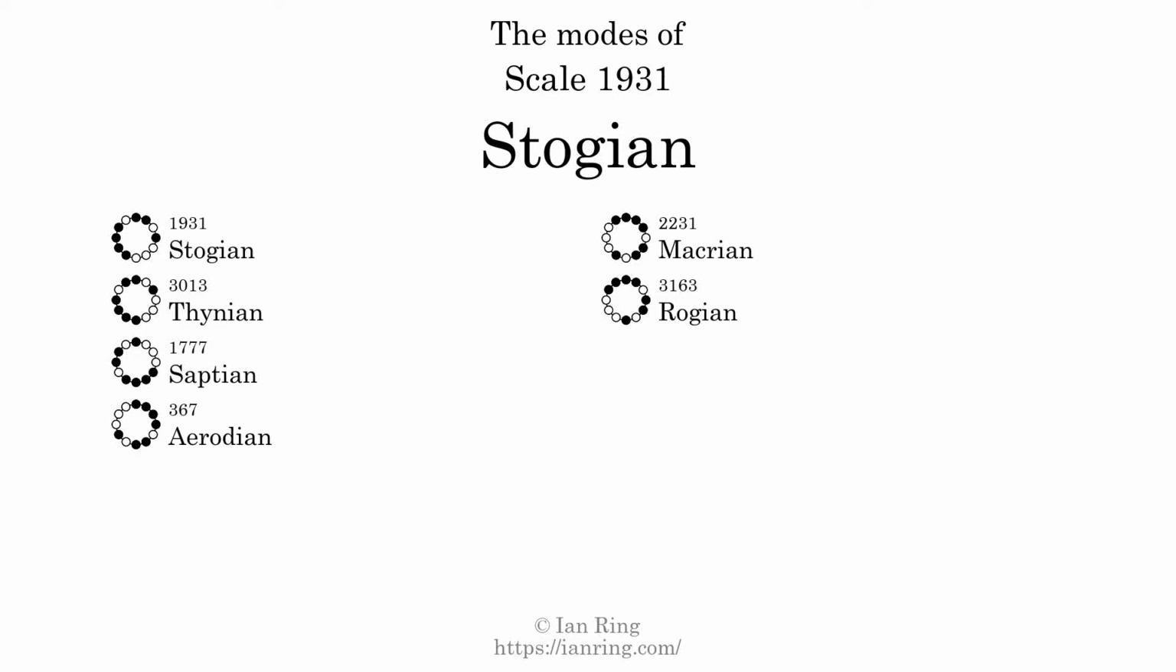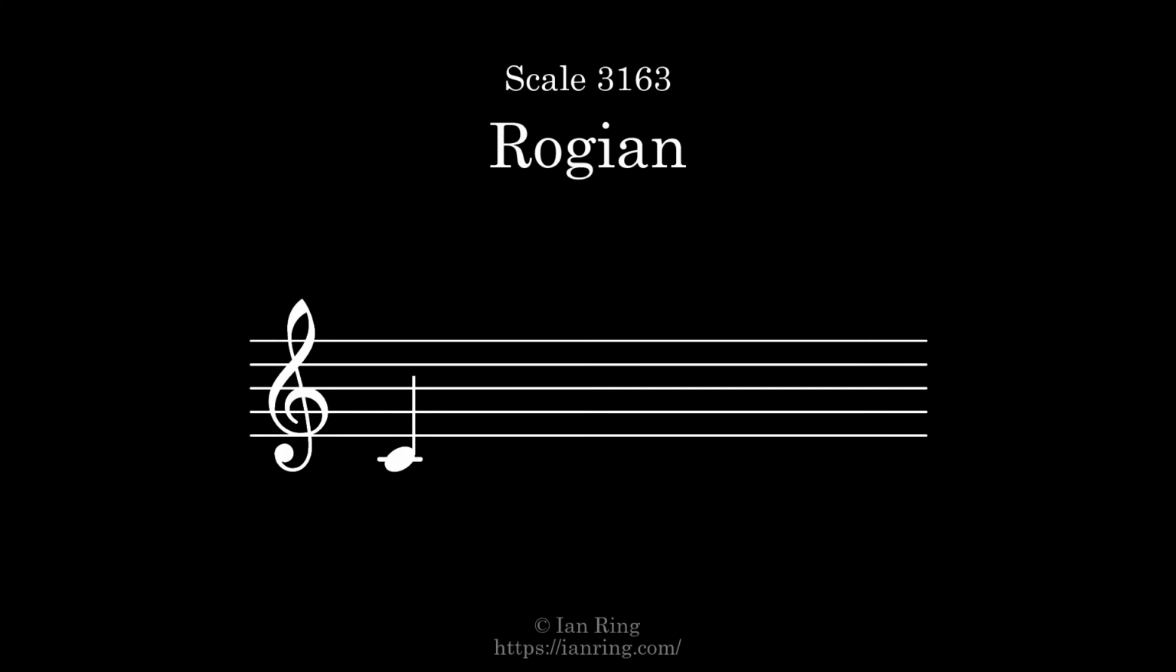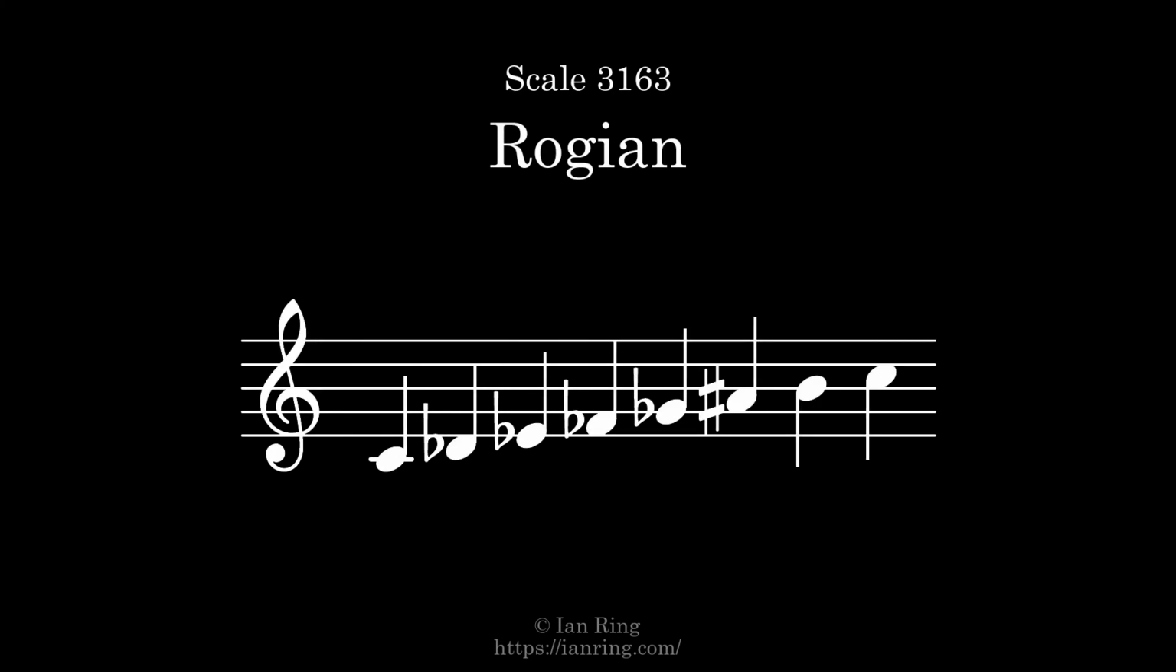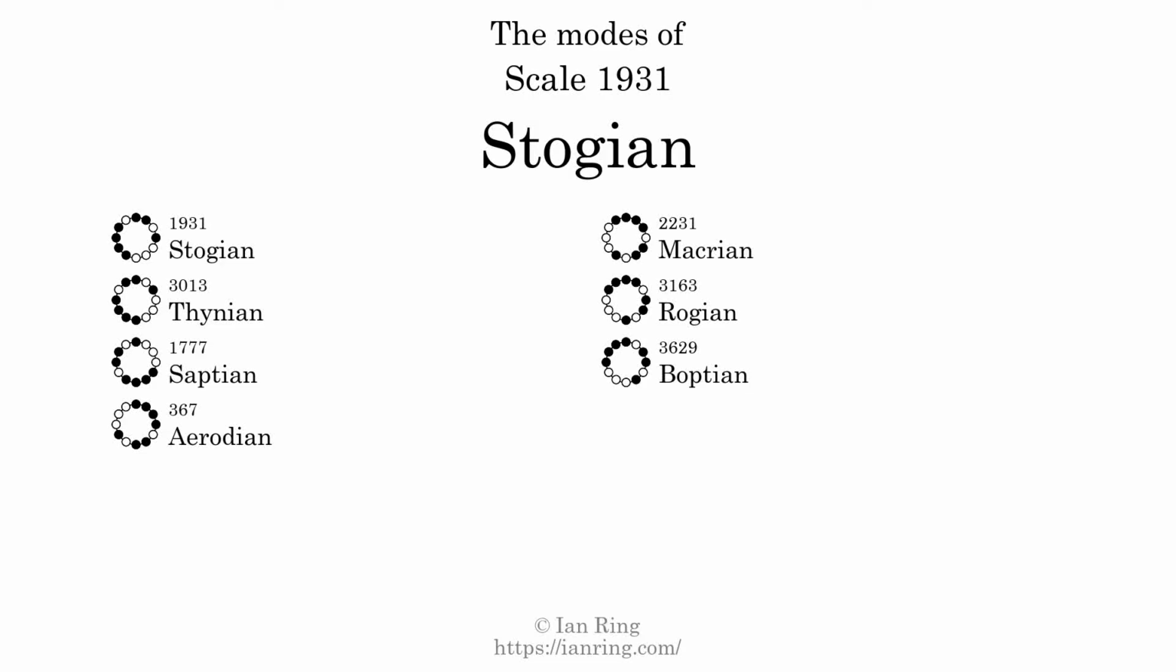The sixth mode is scale 3163, also known as Rodian. It sounds like this. The seventh and last mode is scale 3629, also known as Boption. It sounds like this.